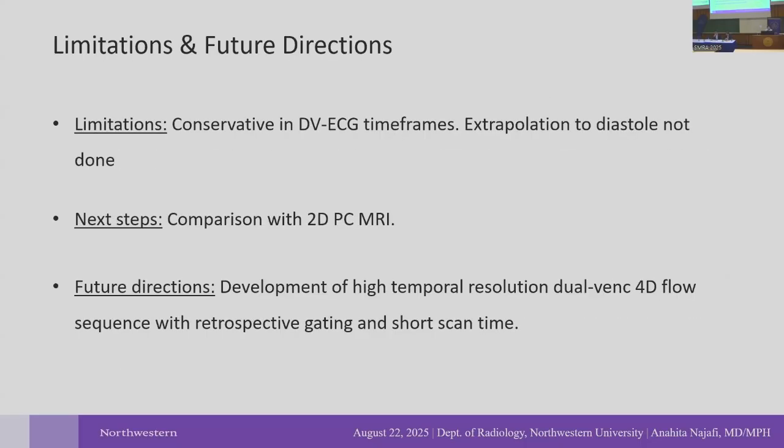However, we had some limitations in the DV-ECG acquisition. The MRI technologist was quite conservative in selecting the timeframes, and we did not do extrapolation of data to diastole. Our next steps would be to compare these measurements with 2D phase contrast MRI. And future directions could focus on development of a high temporal resolution dual VENC 4D flow sequence with retrospective gating and short scan time.